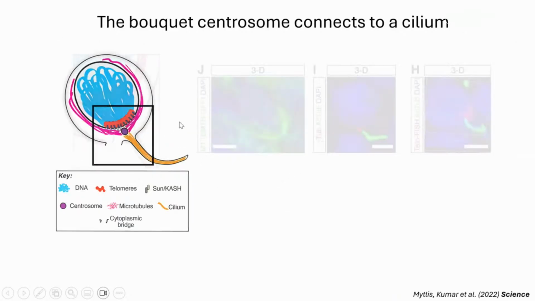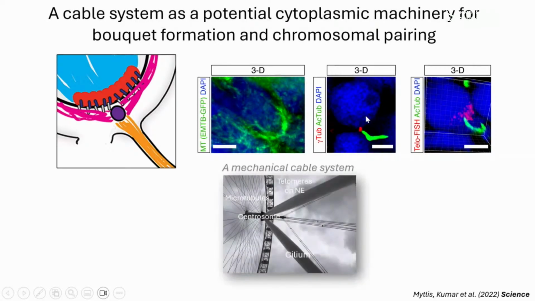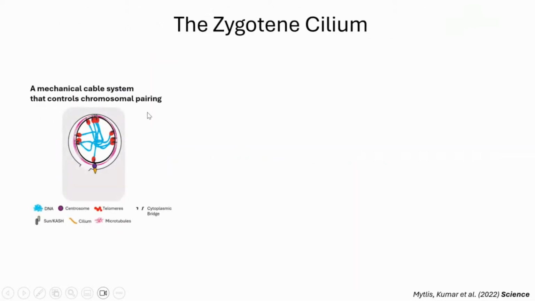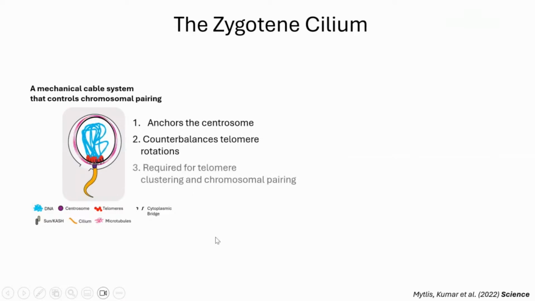The cilium completes the chromosomal bouquet machinery cable system from the telomeres to the perinuclear microtubules emanating from the centrosome that gives rise to the zygotene cilium. This creates a mechanical cable system resembling that of a Ferris wheel. Our major findings were that the cilium anchors the centrosome, counterbalances telomere rotations, and is required for telomere clustering and chromosomal pairing, hence necessary for meiosis.